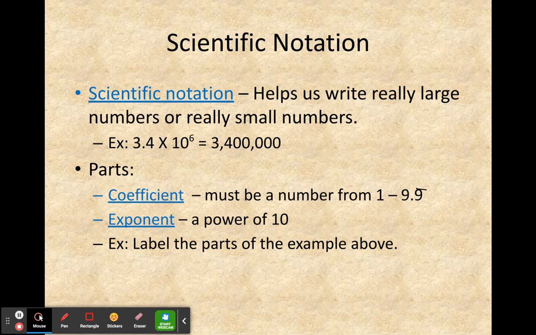So scientific notation helps us write really large numbers or really, really small numbers. An example is 3.4 times 10 to the 6th, which is the same thing as 3,400,000. I have a couple of these prefix charts left up here. Some of you need those.